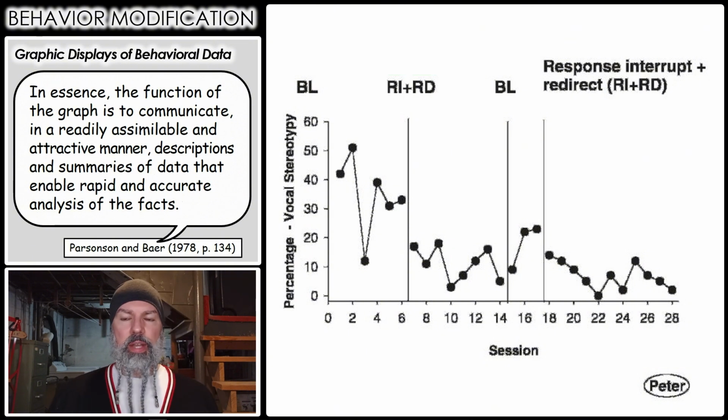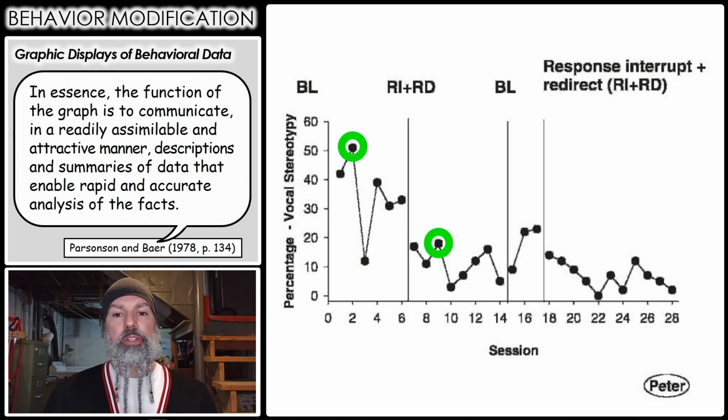All right, so next we have the data points. So this is one of the most basic features of it, but very important. So we have the data points, the actual points that are displayed on this graph. And each of these data points, so here we have one data point during the baseline phase. Here we have one data point during the response interrupt and redirect phase. Each of these data points tells us two things.